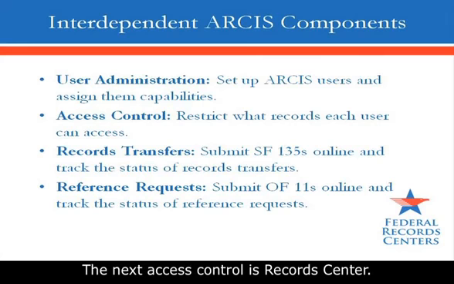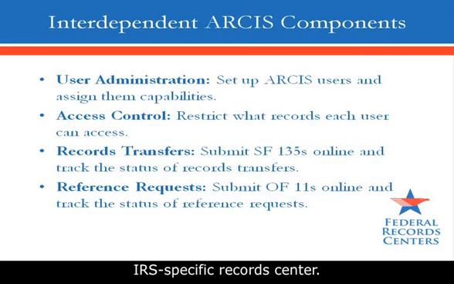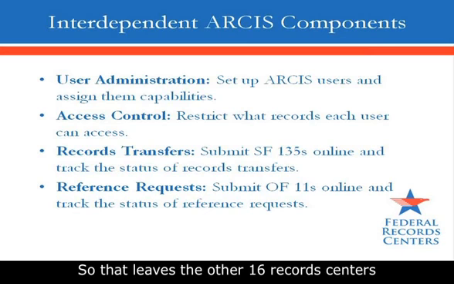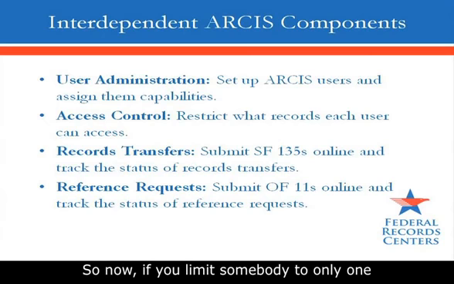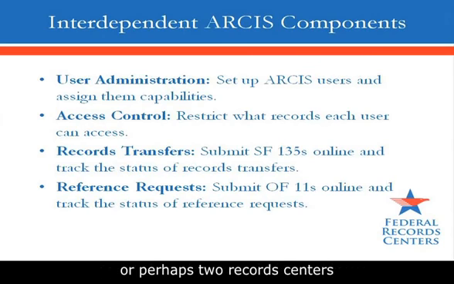The next access control is record center. We have 17 record centers across the United States. Our newest one in Kansas City is an IRS specific record center. So that leaves the other 16 record centers where general records are stored. So now if you limit somebody to only 1 or perhaps 2 record centers that they can access and also send new records transfers to, now you can see where you've limited their access control even further.